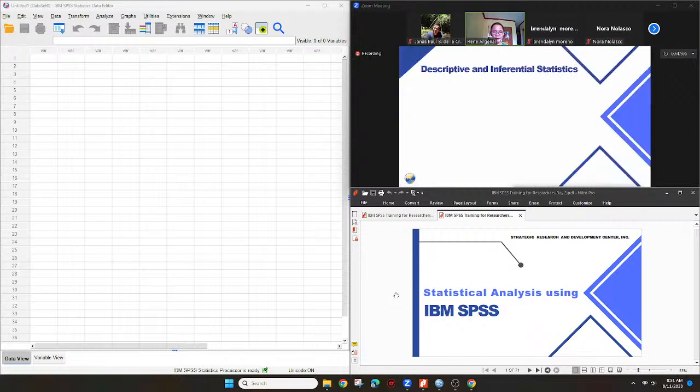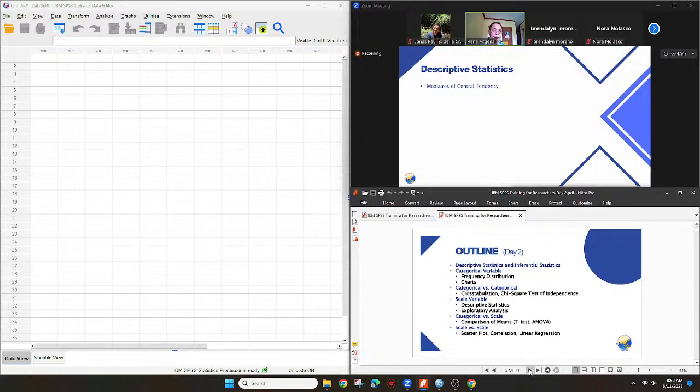So descriptive and inferential statistics. The objective of this presentation is to understand the different measures describing the distribution of the data, and to learn the basics in testing hypotheses. So for descriptive statistics, you have the measures of central tendency. Now we are particular with the three most commonly used measures of central tendency. You have the mean, median, and mode.